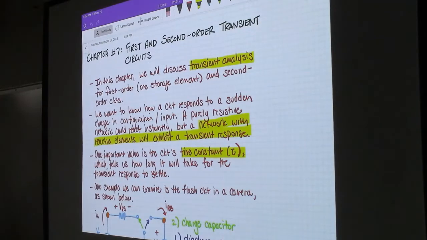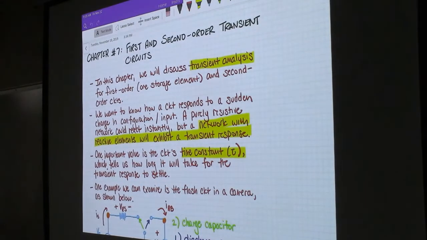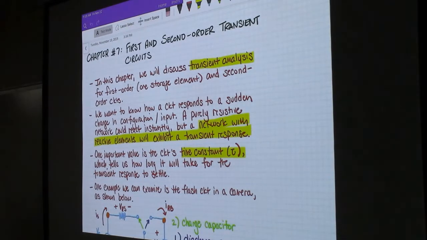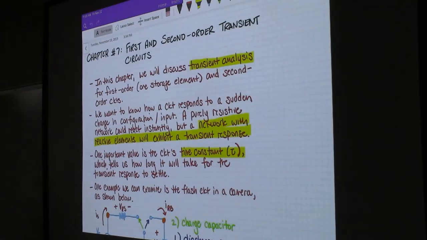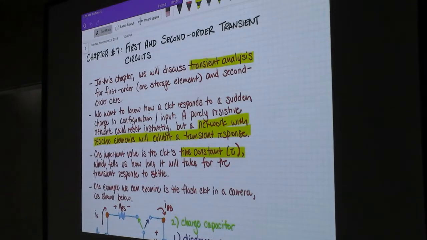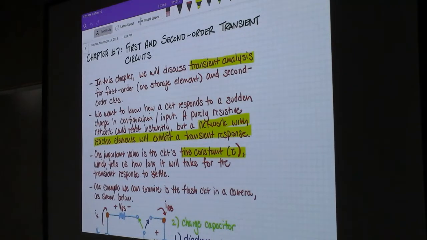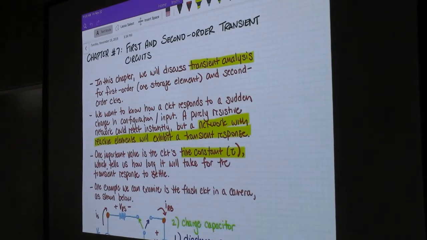So in this chapter, we will be discussing transient analysis for first order and second order circuits. First order will refer to circuits that have one energy storage element, so one inductor or one capacitor. And what we want to know is how the circuit responds to a sudden change in configuration or input. That disturbance could be something physical, like a switch being flipped. It could be an additional source being turned on. It could be a short being applied.